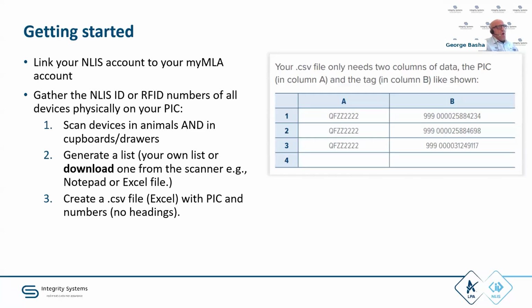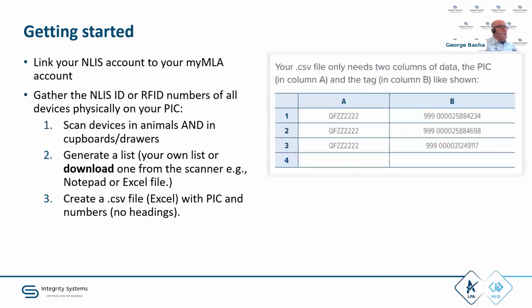The other thing is there's no headings. So it's just the tag numbers or the PIC numbers. So it's just the pure data, nothing else extra. You don't type in the words, this is animal number 7. It's just pure copied codes, your PIC or your tag number. And on the right-hand side, you see the column A.